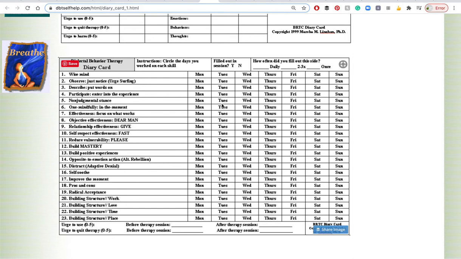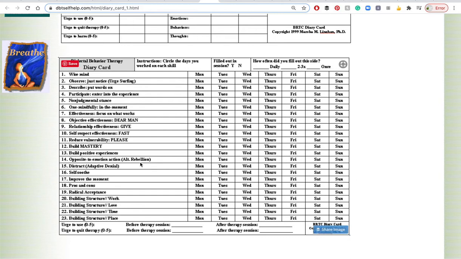Looking at this list, probably quite a bit. For myself, not many of the interpersonal effectiveness skills because I only had one meeting today and didn't really interact with that many people. So you will also see things that are not technically skills. So there is some building structure and work, building structure, love, building structure, time, building structure, place. As we move through, I'll show you what a fillable PDF card looks like as well.